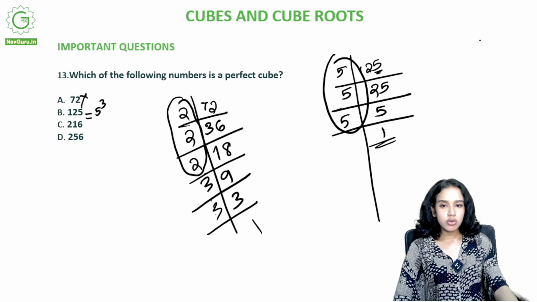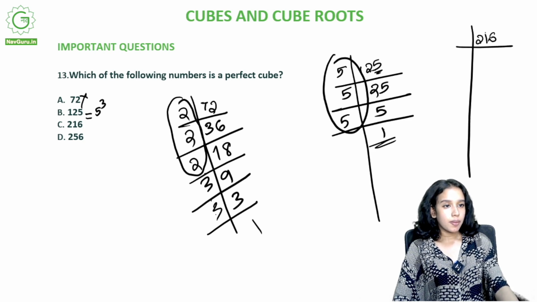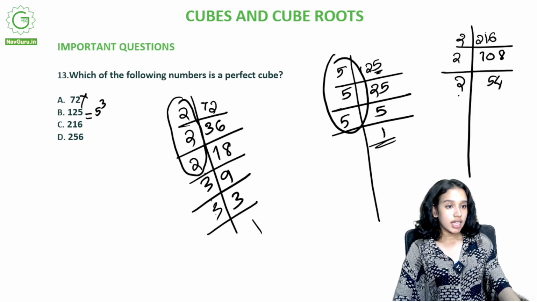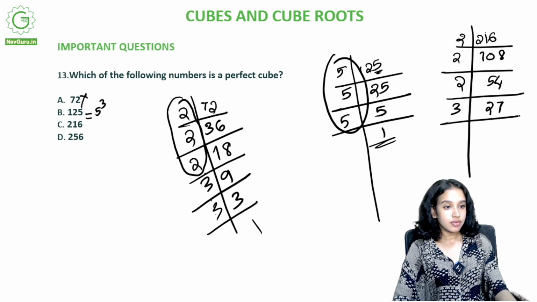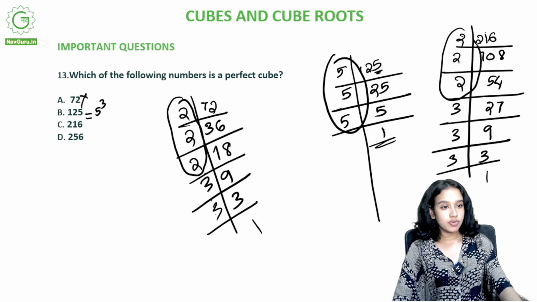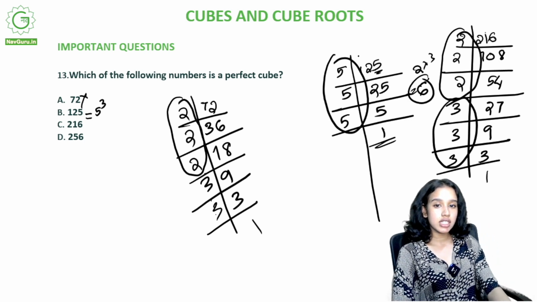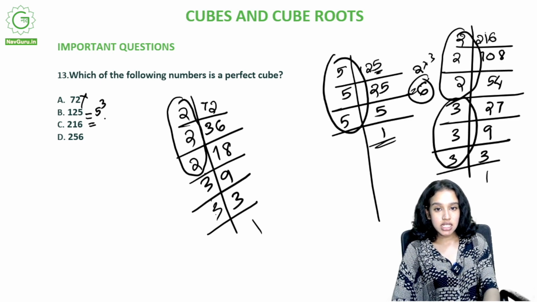Let's see the other numbers too, just for the sake of it. 216. Now by 2, 108. Again by 2, 54. Again by 2, 27. Then 3, it's 9. Again it's 3. It's 3 and it's 1. So we do get a perfect cube here, which is 2 into 3, it's 6. So 36 into 6 is 216. We got this is 6 cube.